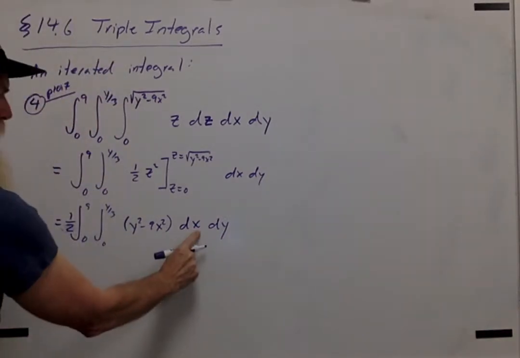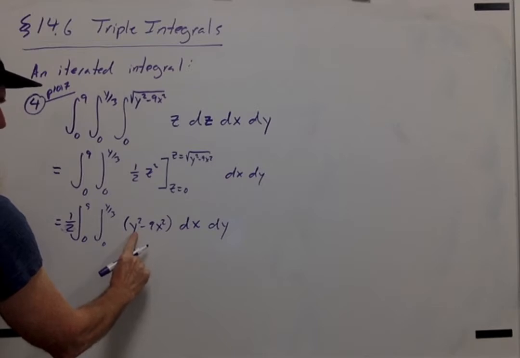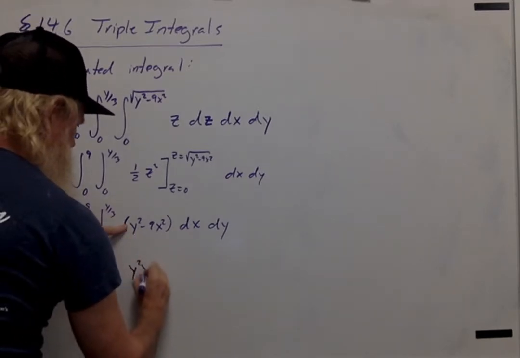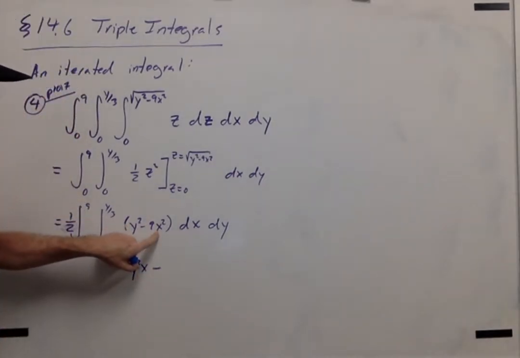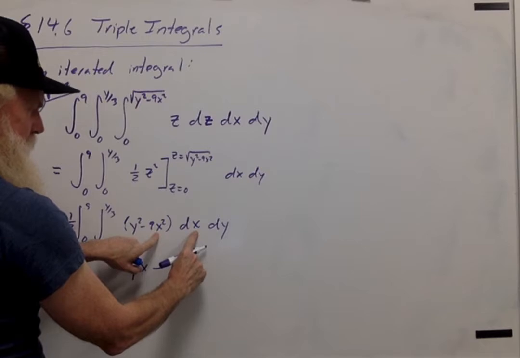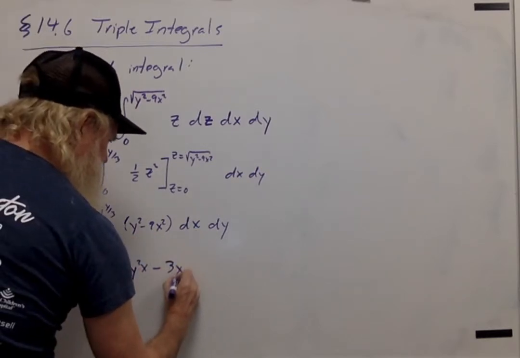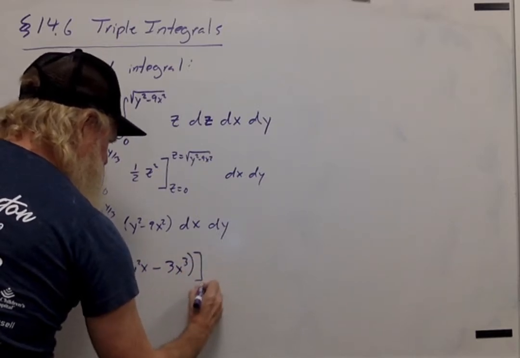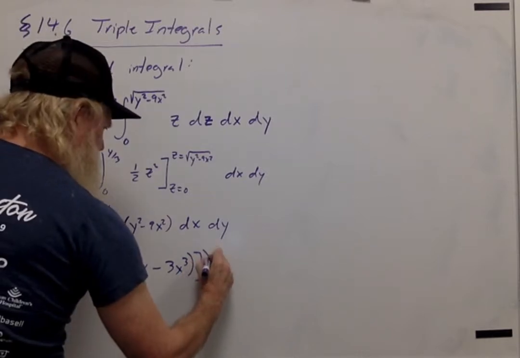Next, I'm going to integrate with respect to x, treating the y's as constants. So when I integrate y squared, I get y squared x minus the antiderivative of 9x squared with respect to x, which will be minus 3x cubed. And that's going to be taken from x equals 0 to x equals y over 3.